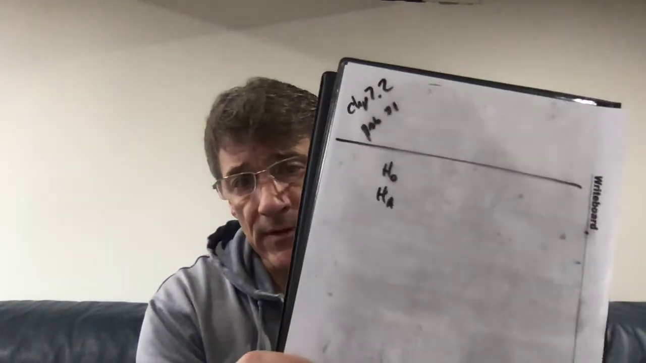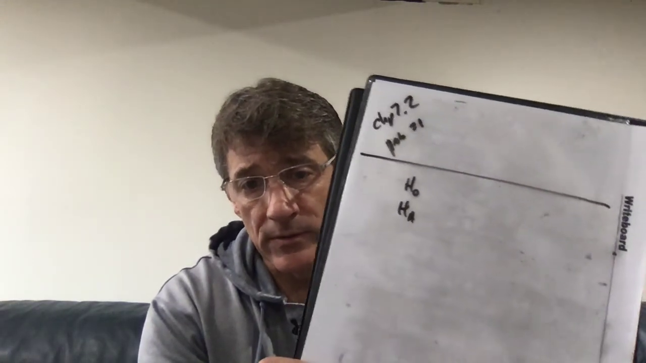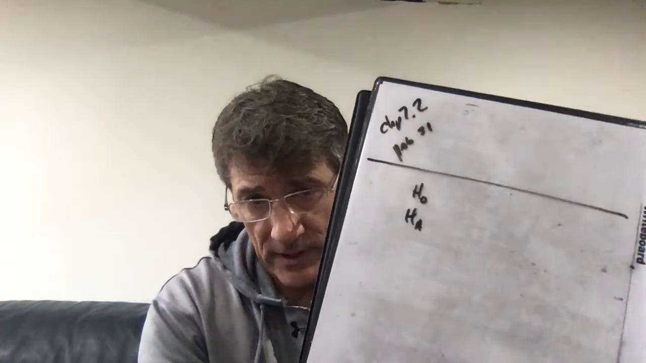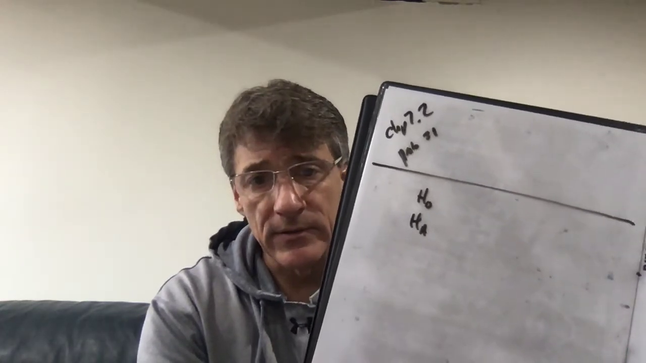The first thing that you have to do is establish your null and your alternative. Now, the symbols for the null and the alternative are H sub O and H sub A. Null being H sub O and the alternative H sub A.